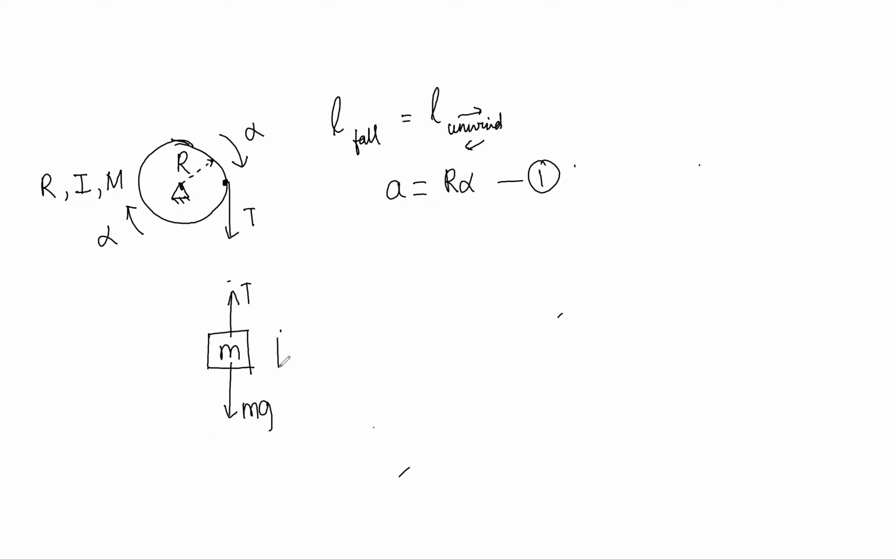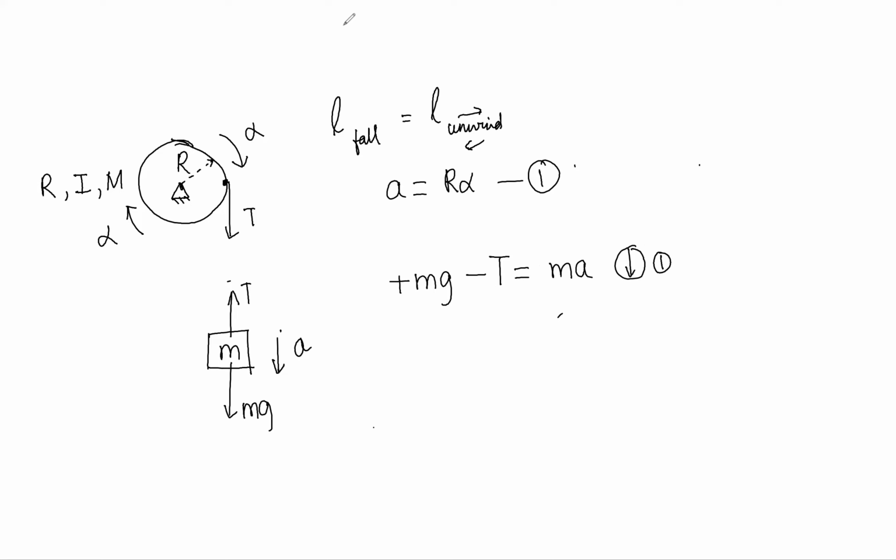So what kind of motion do we have over here? Linear motion. So you will write plus mg minus t is equal to ma. That is for linear motion. Okay, first equation. So why did I write plus mg? Because it matches with the direction of motion. Why did I write minus t? Because it's opposite to the direction of motion. So plus mg minus t is equal to m into a. That's your first equation. Okay.